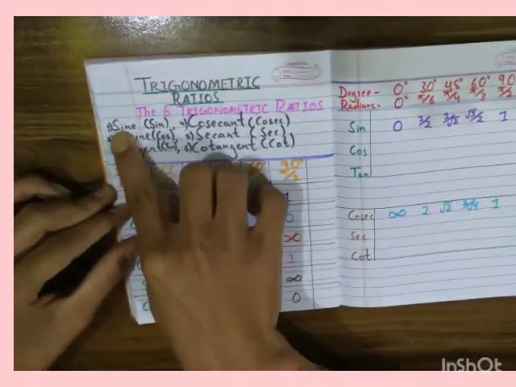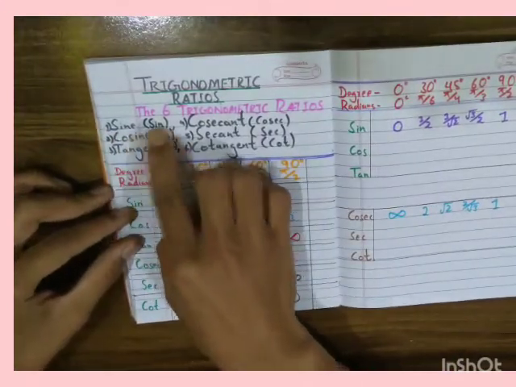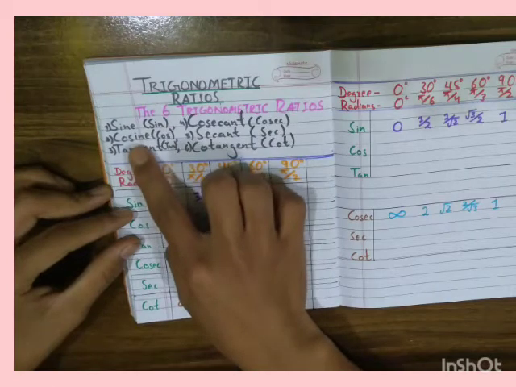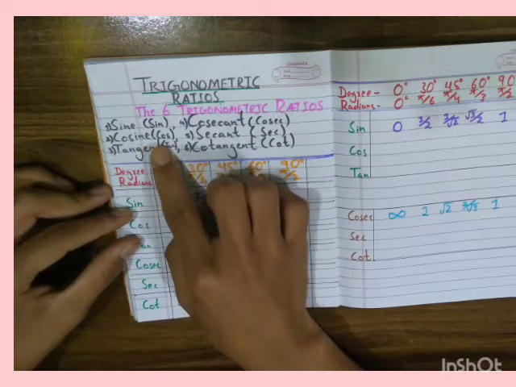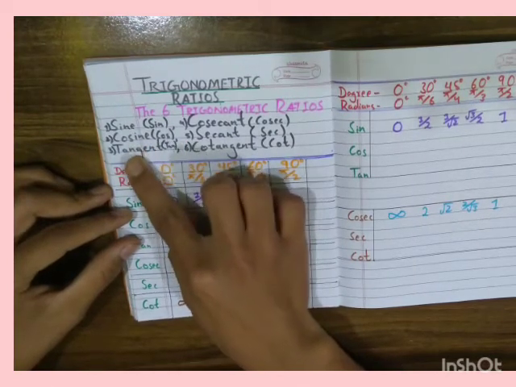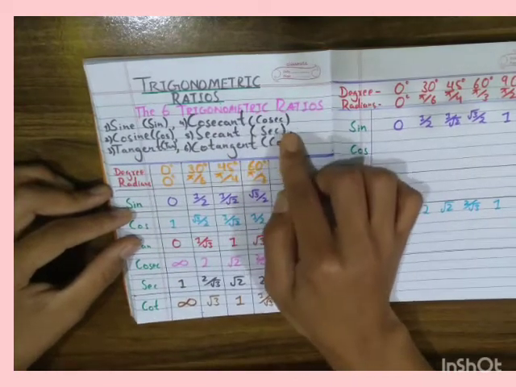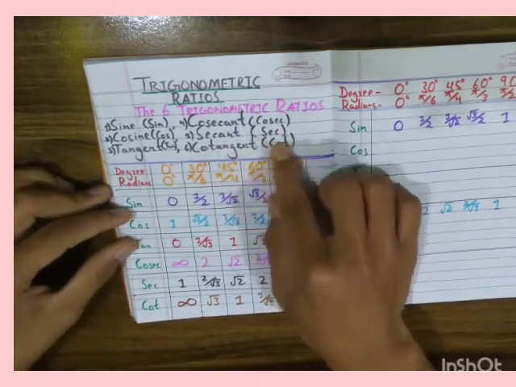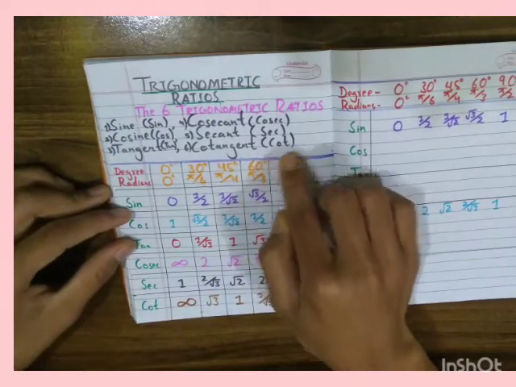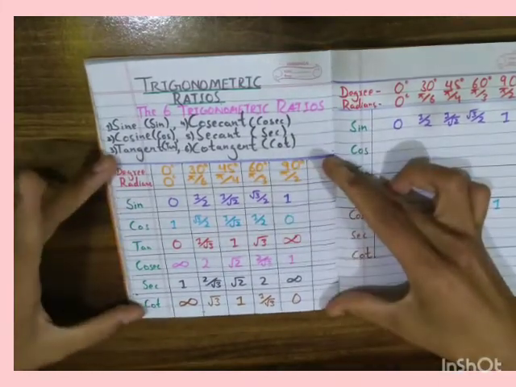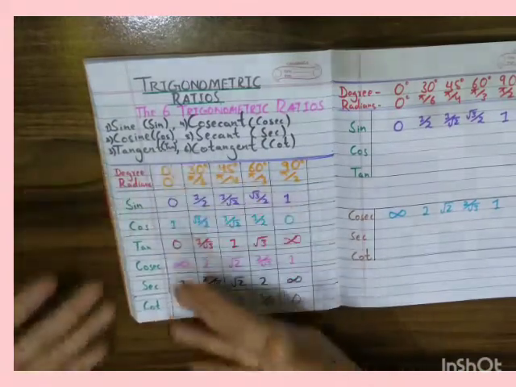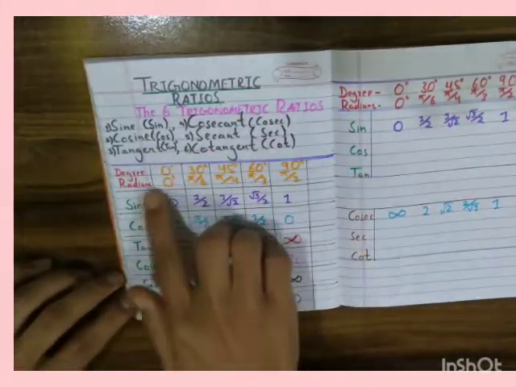Firstly, as you can see here in black color, sine is written short as sin, cosine is written short as cos, tangent is written short as tan, cosecant is written short as cosec, secant is written short as sec, and cotangent is written short as cot. So now look here. I've written the six trigonometric ratios in a vertical group and the angles in a horizontal row.